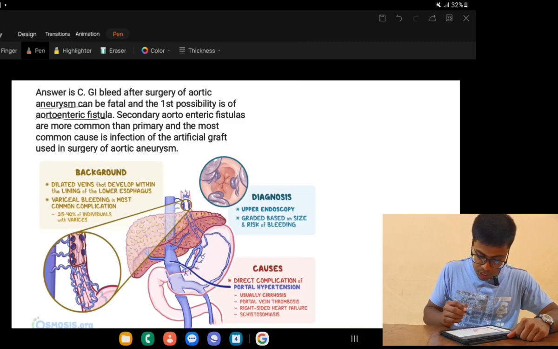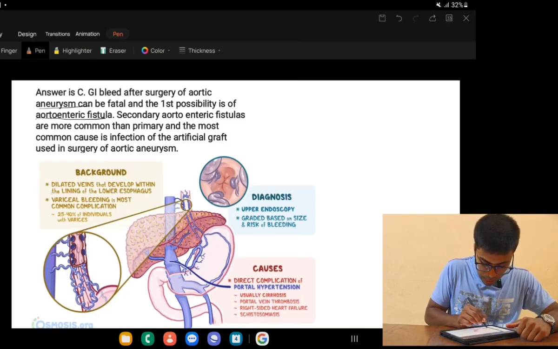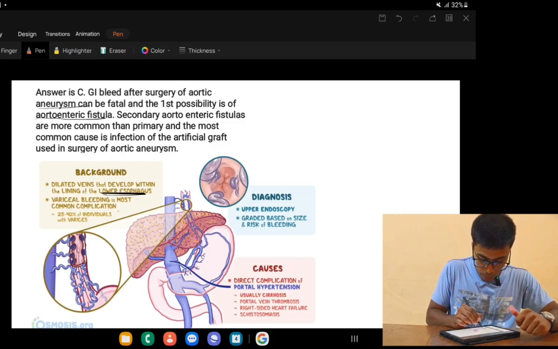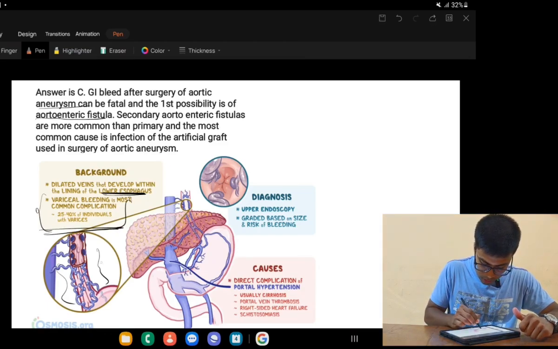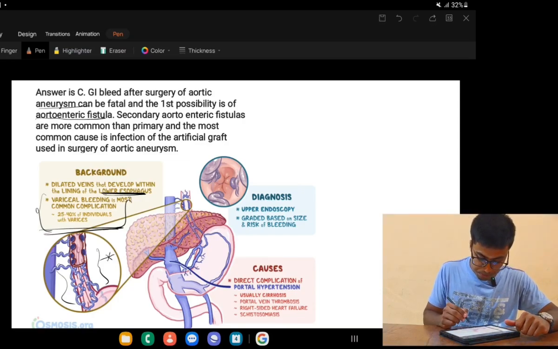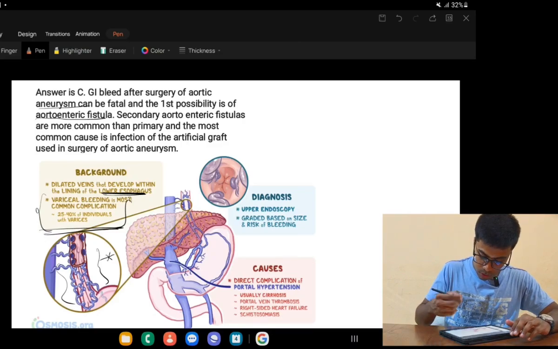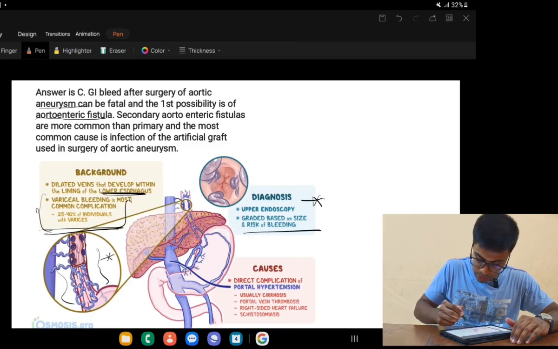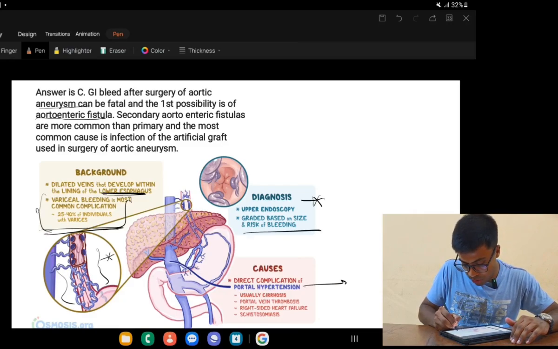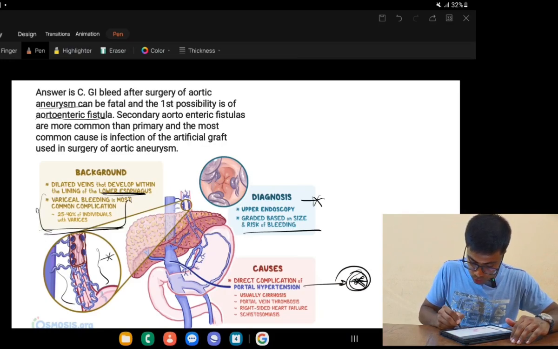So background of GI bleed: dilated veins that develop within the lining of the lower esophagus result in this. Variceal bleeding is the most common complication. 25 to 40% of individuals have varices here. So this bursts, and this will result in the upper GI bleed. For diagnosis we do upper endoscopy, graded based on size and risk of bleeding. The cause is portal hypertension, which is the most common cause, and usually cirrhosis, portal vein thrombosis, right-sided heart failure, and schistosomiasis.